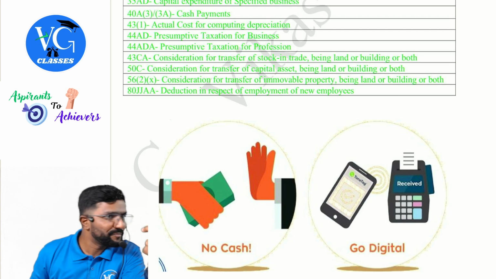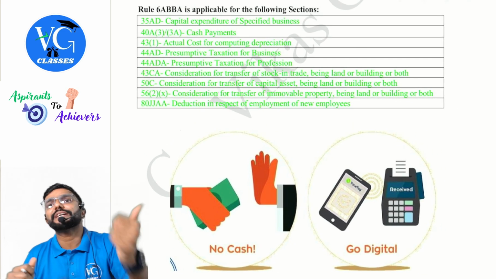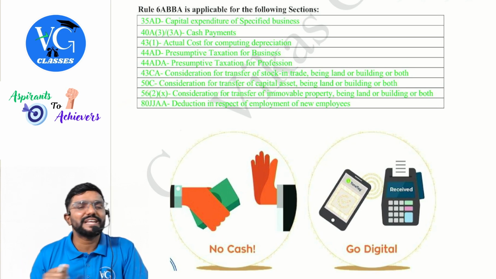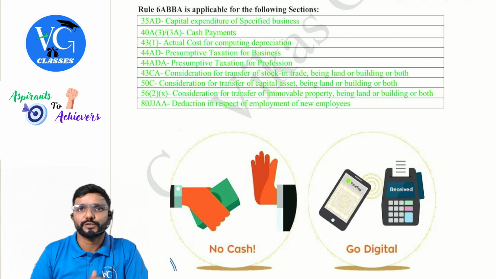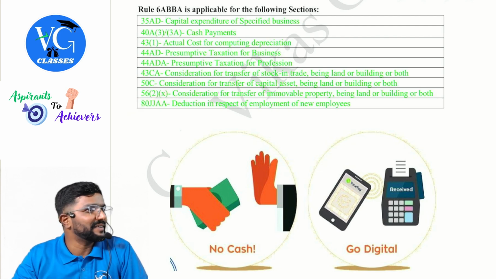43CA is a part of PGBP only, but as it is connected to 50C, I will do it along with capital gains. Then 56(2)(x) gift taxation, I will cover it in income from other sources. And 80JJAA is part of the deduction chapter, I will cover it here.